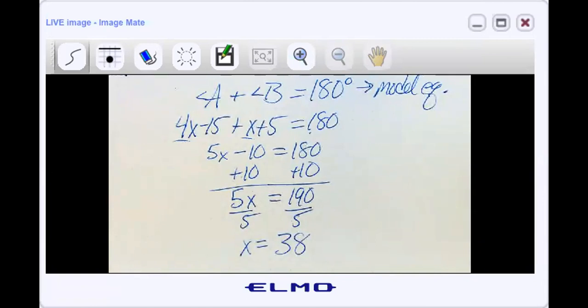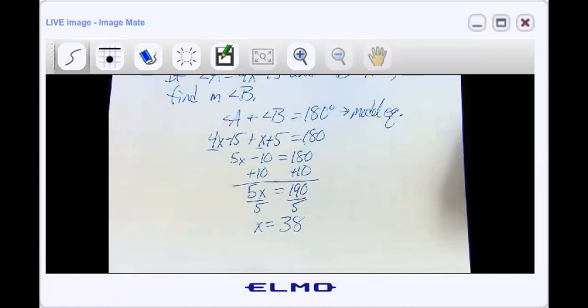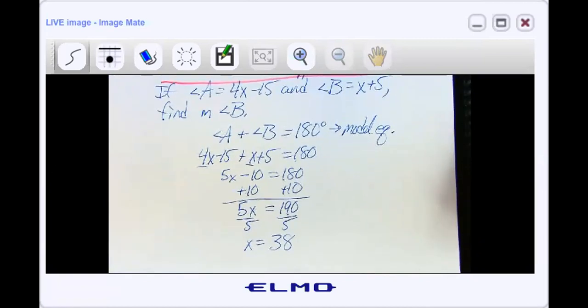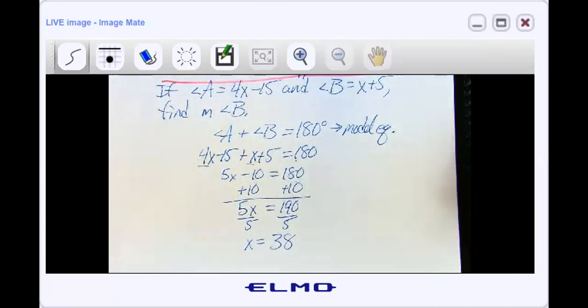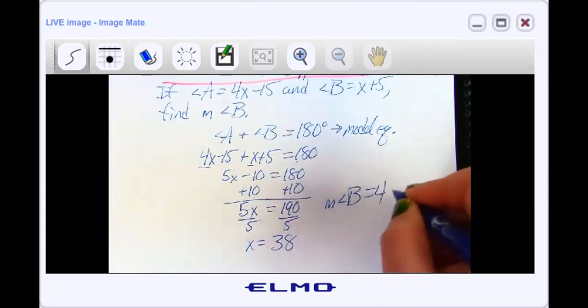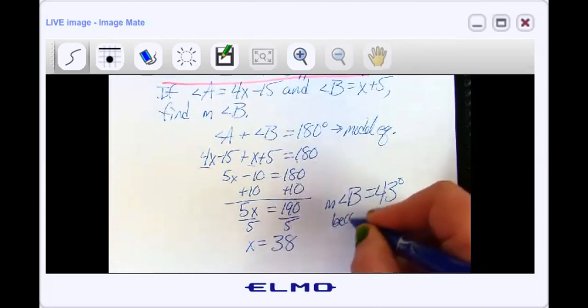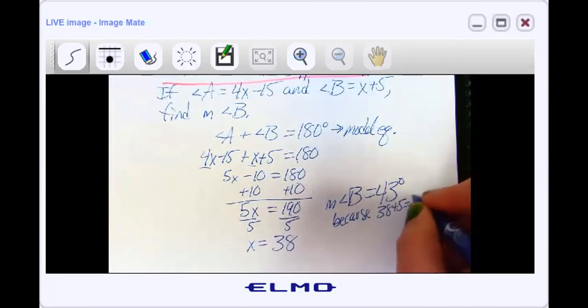But 38 is not my answer, is it? No, because if you look back at the question, they actually never even asked me to find x. They asked me to find the measure of angle B. So, given what I know, what is the measure of angle B? Yes, 43 is correct. So, measure of angle B equals 43 degrees, because I'll just add that in there. 38 plus 5 equals 43.